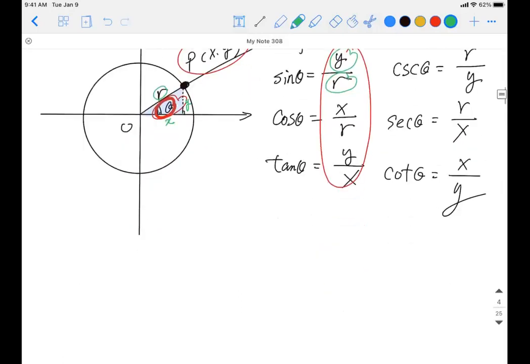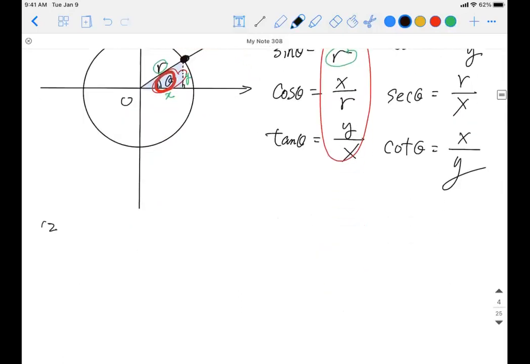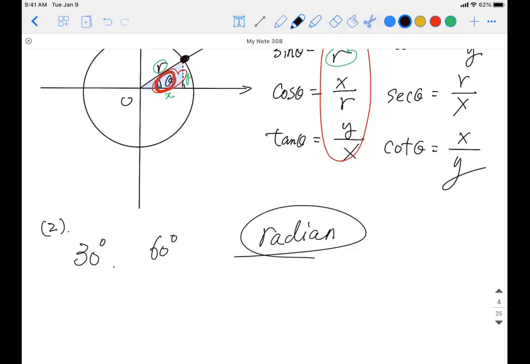Okay, so for the second part, what I want to say is that as long as you're dealing with trigonometry, we have to deal with angles, right? The typical way is to give 30 degrees, 60 degrees, so on and so forth. But moving forward, we'd like to stop using real angle degrees. On the contrary, we'd like to use radians. There's another way to define 30 degrees, 60 degrees, so on and so forth.